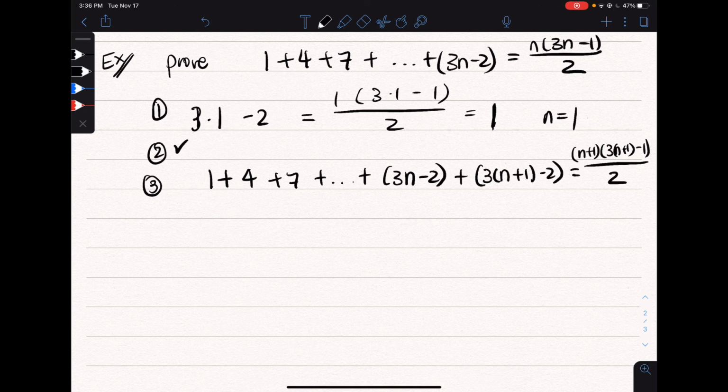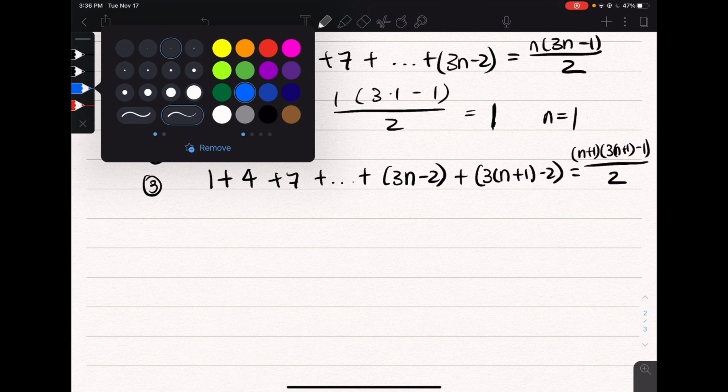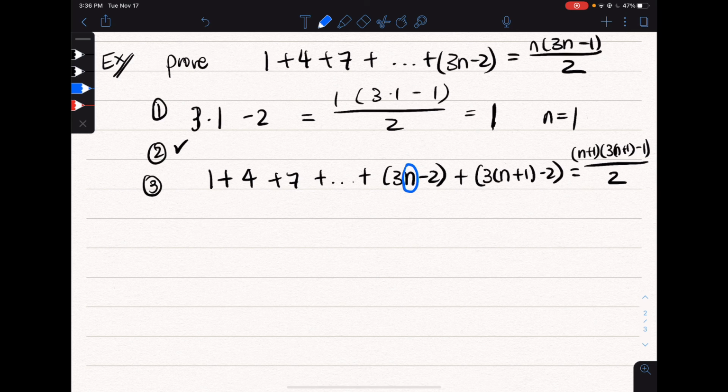But there's a special thing that we have to do here. Notice that the n term stays the same in 3n minus 2. We're actually adding another term on the left-hand side. It's because the first little bit here in blue is n equals 1, and then the next little bit in blue is n equals 2. But the right-hand side, we will replace all the n's by n plus 1, if that makes sense. I hope it does. Okay, moving on.